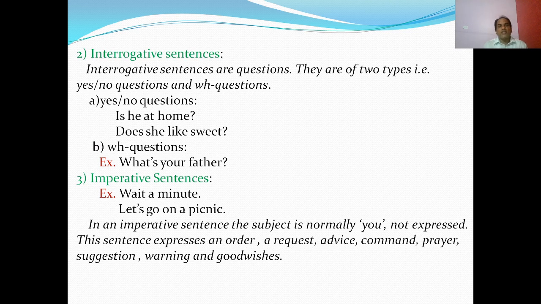Okay. So let us discuss interrogative sentences. We know interrogative sentences are questions. They are of two types, that is yes-no questions and WH questions. Yes-no questions: Is he at home? Does he like sweets? These are examples of yes-no questions. WH questions, example: What is your father?